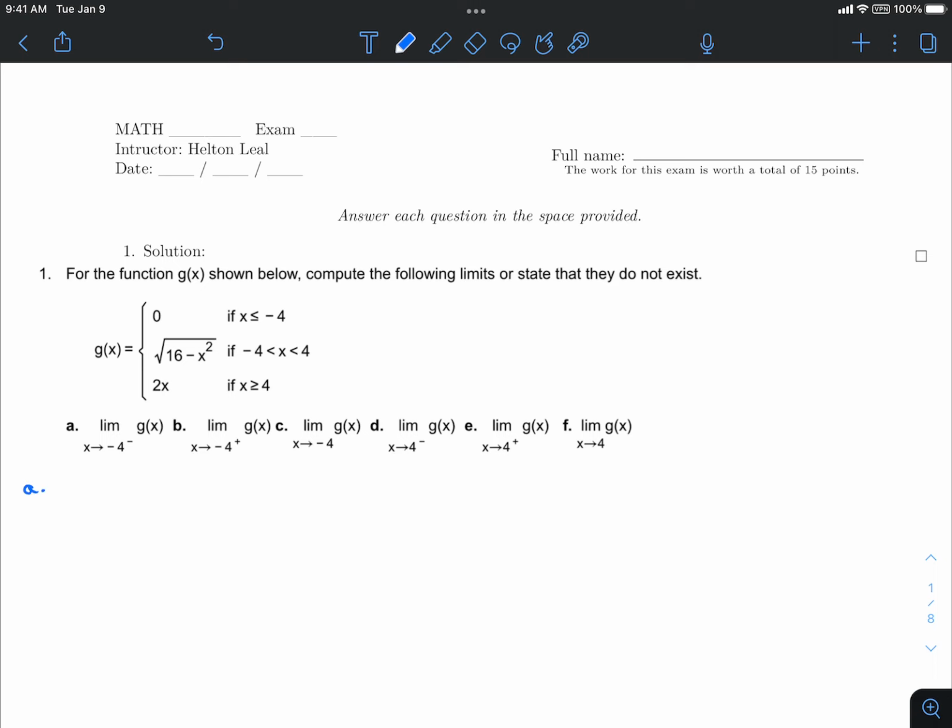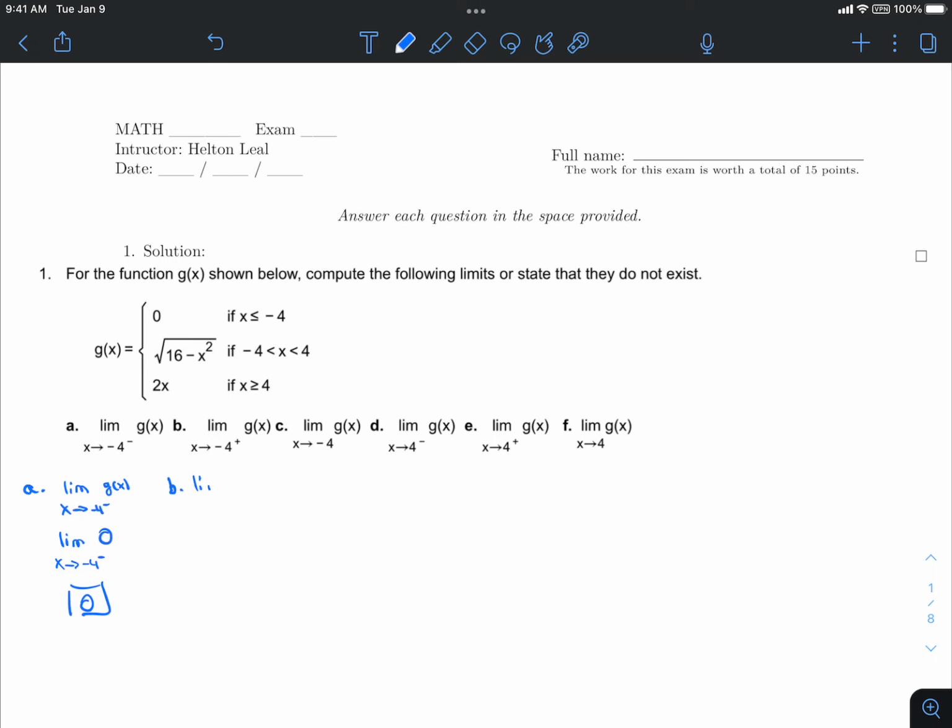So the first question is the limit when x approaches negative 4 from the left of g of x. So negative 4 from the left, it means we're less than negative 4. So the function value is 0. X approaches negative 4 from the left. 0 is a constant, so the answer for this is 0.